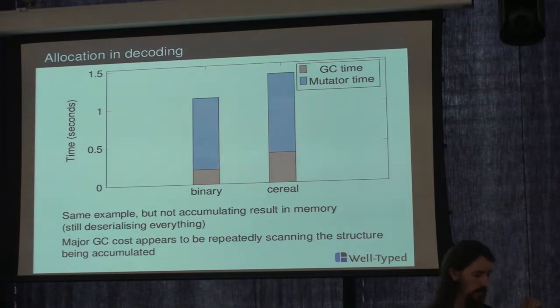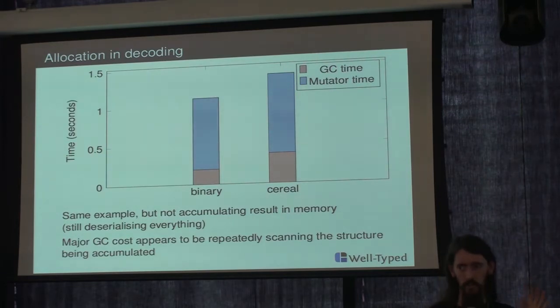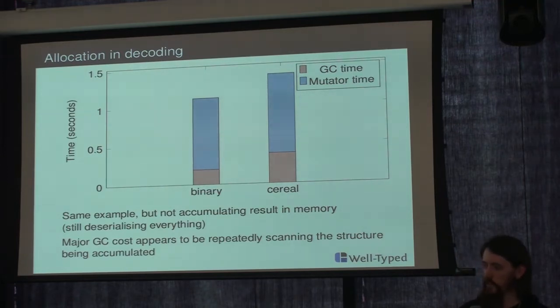This is the same decoding benchmark, but now instead of accumulating all that data in memory, we're deserializing it but immediately throwing it away. So we're doing the same amount of mutator work. We're still doing all that decoding, but we're deserializing like 100 records or something like that, and after we deserialize each record, we throw it away. In some sense, we're doing the same amount of work, but as you can see in this graph, the amount of GC time is dramatically smaller, and so therefore the overall runtime is smaller. So again, this gives us a hint that perhaps if we could reduce the amount of allocation, we could make it run a whole lot faster.